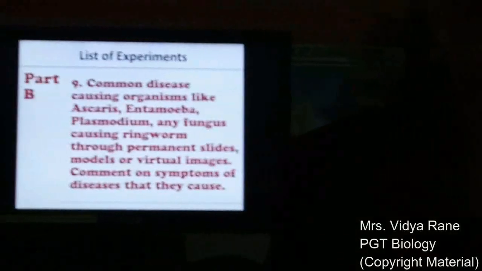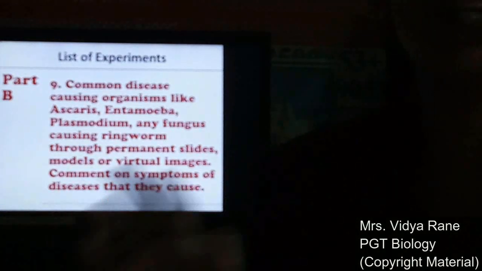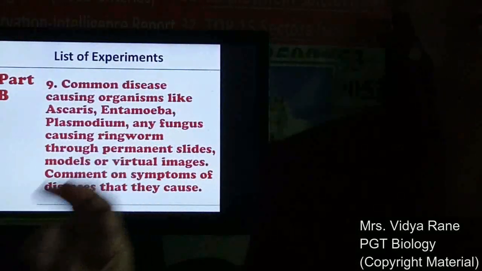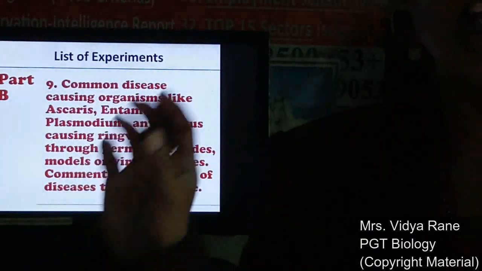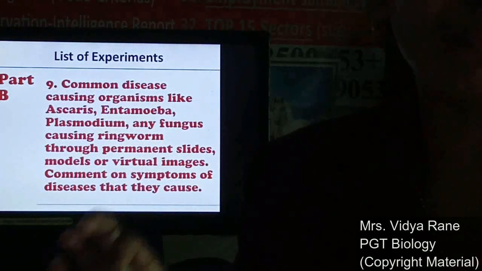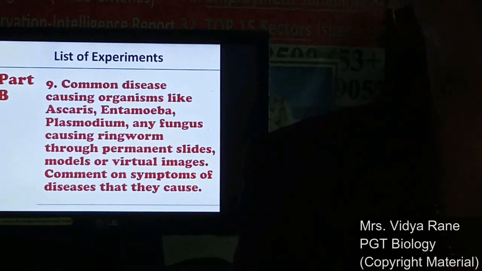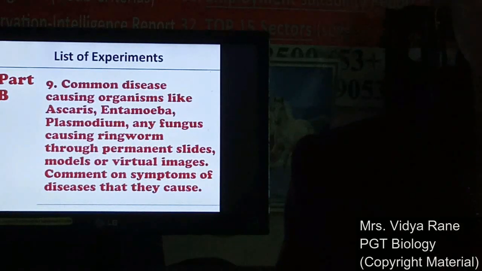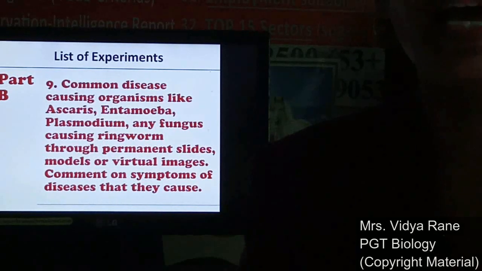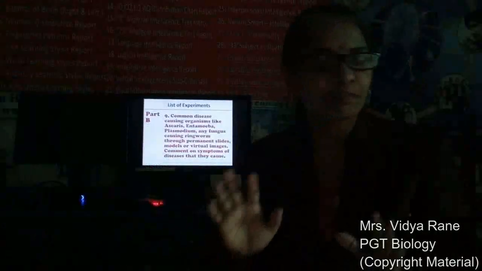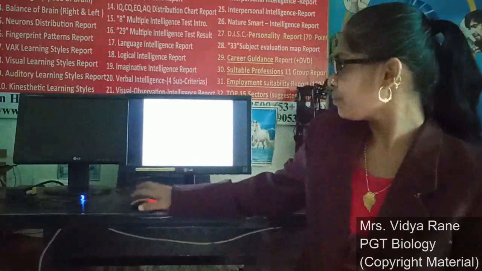Experiment number 9 is on common disease causing organisms like Ascaris, Entamoeba, Plasmodium, and any fungal disease like ringworm. All these diseases you are going to study with the help of permanent slides which will be available in the lab. So in this way, this experiment is based on the disease causing organism.